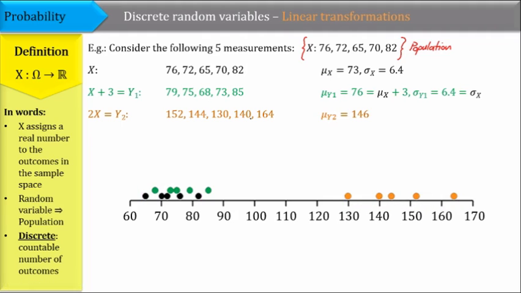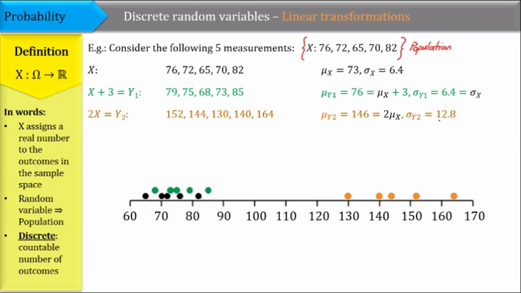So let's see. If we calculate the mean for this data set, we get 146. And what do you notice? 146 is just 2 times the original mean. Right? 2 times the original mean. So in other words, I multiplied my data set by 2, so the mean is just multiplied by 2 as well. What about the standard deviation?